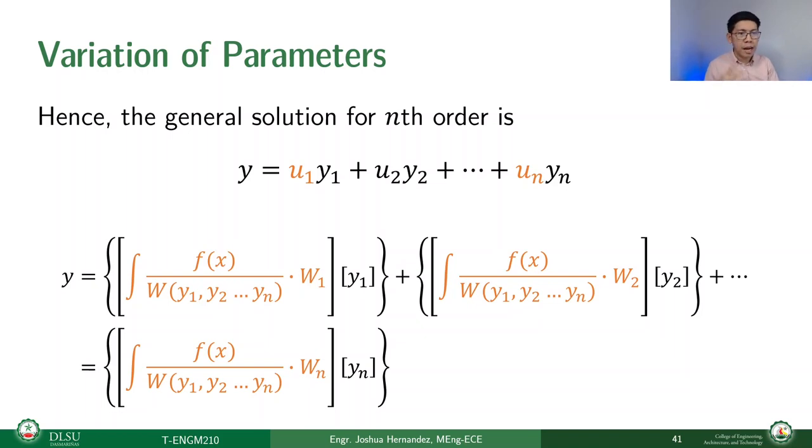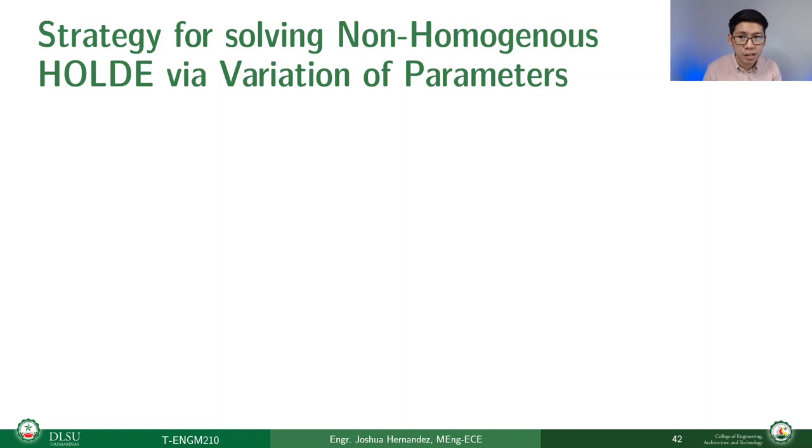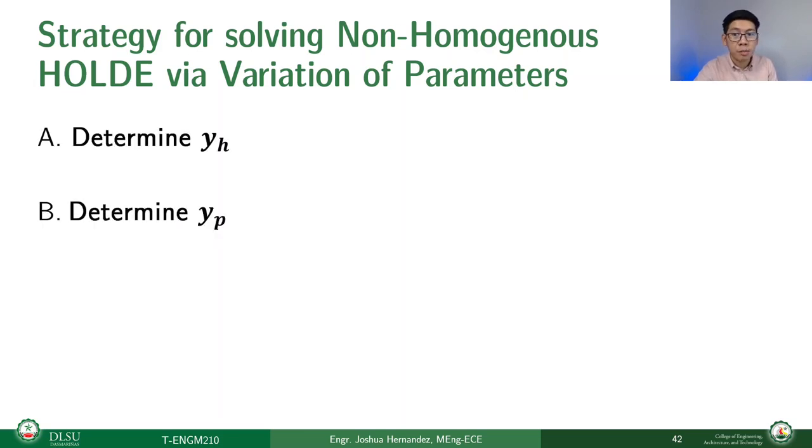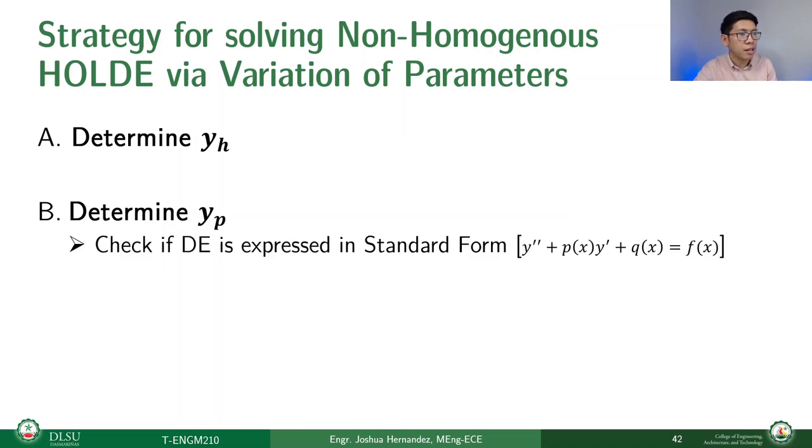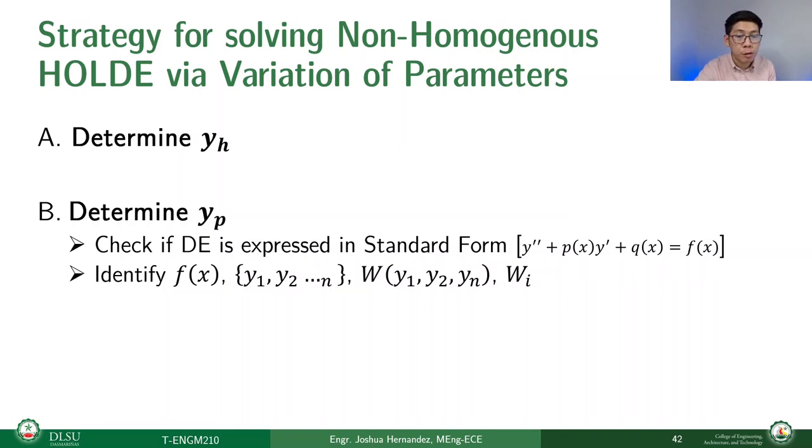Now, baka medyo nalilito pa kayo, but here's our strategy for solving the non-homogeneous higher order linear differential equation via variation of parameters. So, first determine yh, because yung yh, doon tayo magdedepende para makuha yung ating y components, y sub 1, y sub 2. Next is to determine yp, and then check if the DE is expressed in standard form. Pag na-check mo na naka-standard form siya, i-identify mo lang yung f of x, y sub 1, y sub 2, until y sub n, and then yung Wronskian mo.